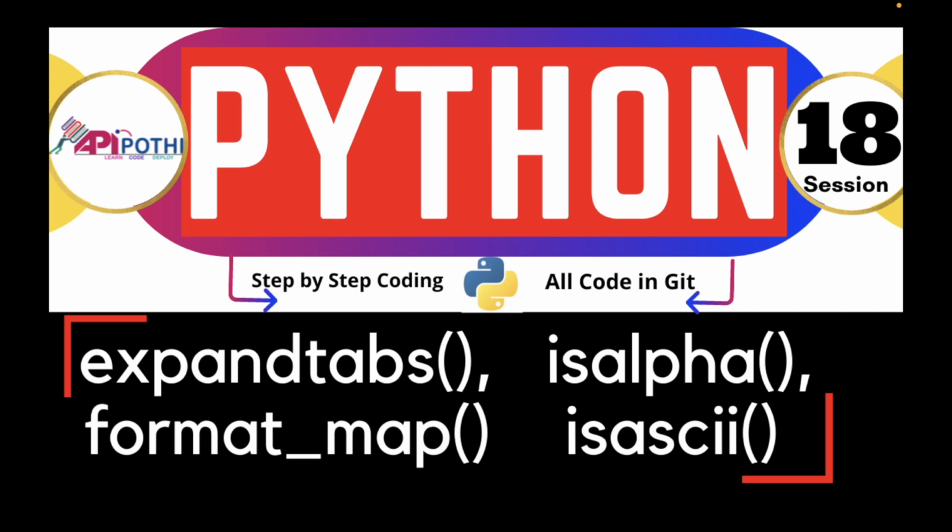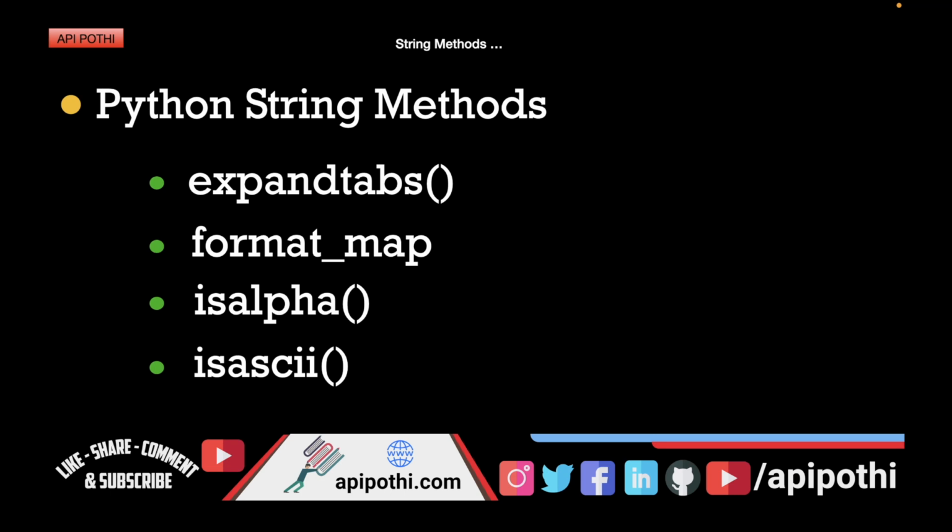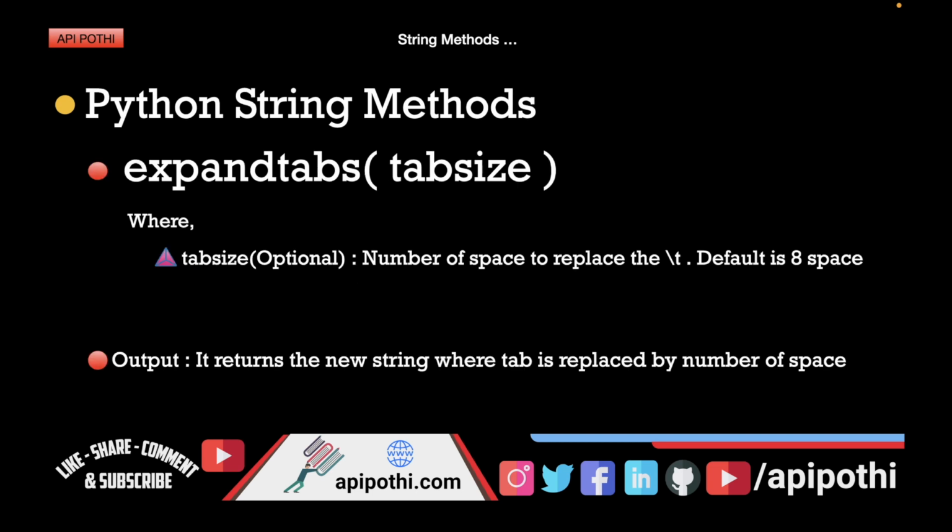So the scope of this video is to understand another four methods of a string in Python. And this is the 18th video of the Python playlist in API POTHI. Here we are going to understand the four methods, where the first method is expandtabs, second one is format_map, third one is isalpha, and fourth one is isascii. And here we are going to understand the first method called expandtabs.